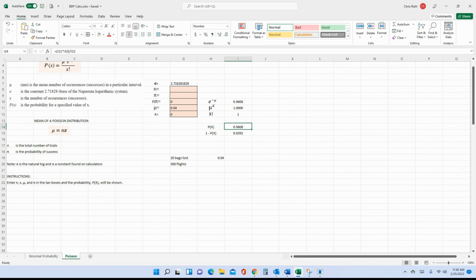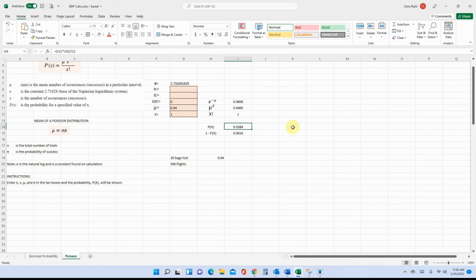What if you lost one bag? The average is still 0.04. I'll just put, okay, let's say if you lost one bag. What's the probability of losing one bag? 3.84%, which is what they got.